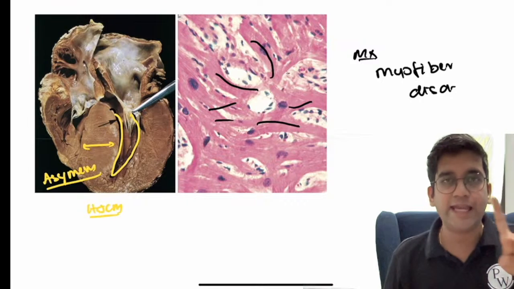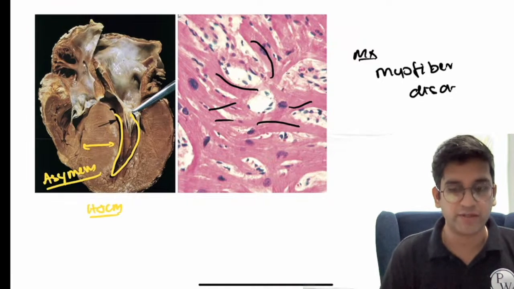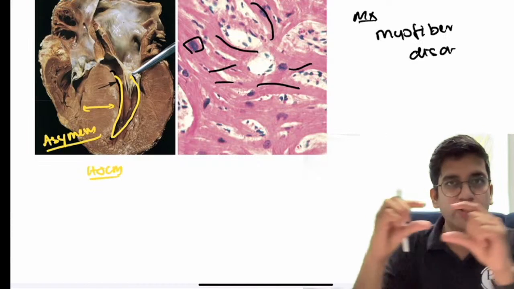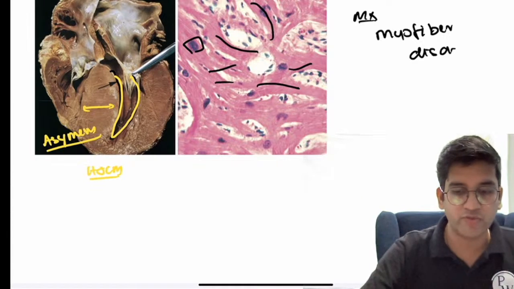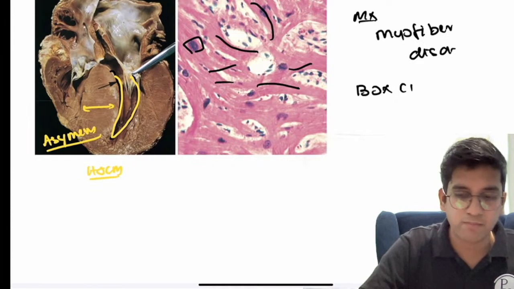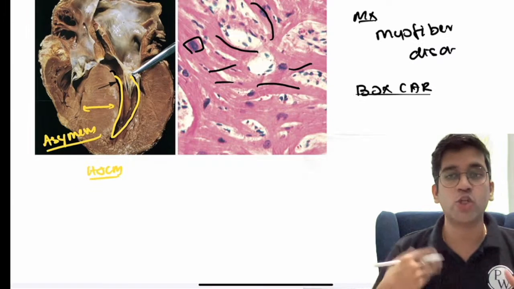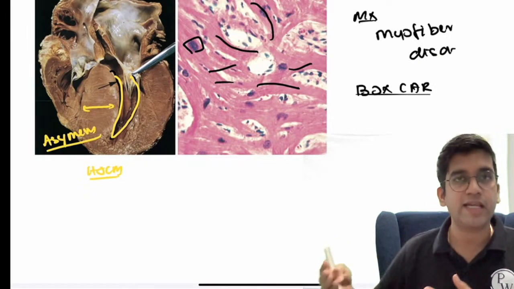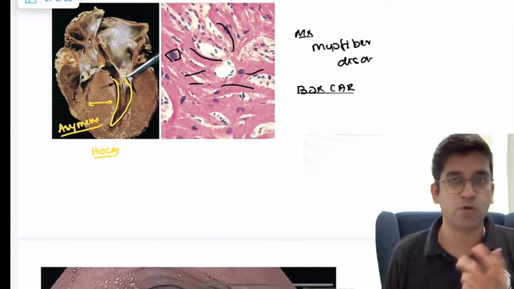And one more finding in HOCM, which is non-specific. That's called boxcar nuclei. If you look at this nucleus, it looks like a goods train compartment. So we call it boxcar nuclei. Boxcar nuclei is a very non-specific finding. I can see them in any hypertrophy, even in your hypertension induced hypertrophy. You can see the boxcar appearance, right?